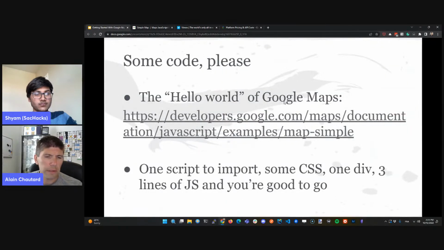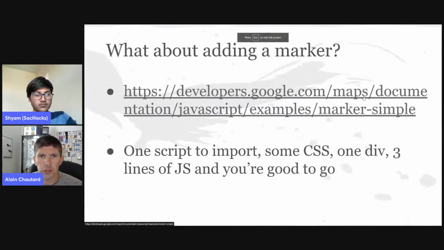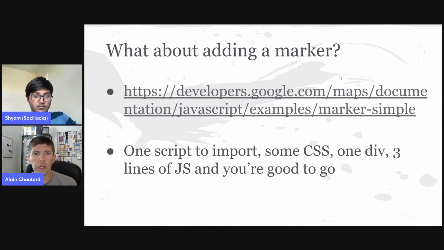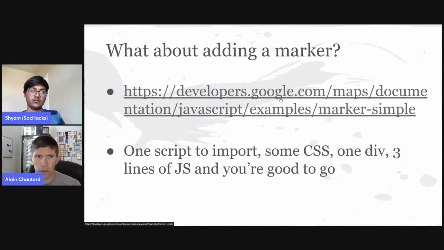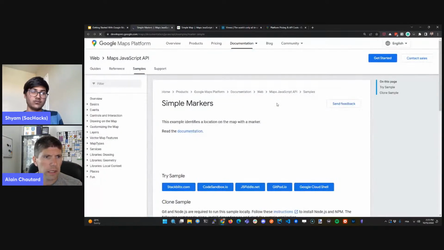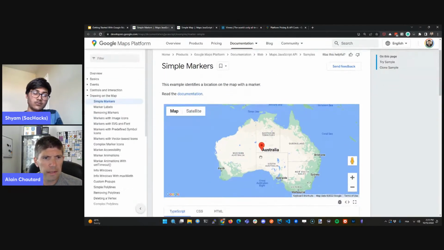So that's a basic map. Now, this one, of course, is not the most interesting thing because it's just displaying a default Google map with no features added to it. If we want to add some features, one of the most common things we would add to a Google map is what Google Maps calls a marker. So a marker is really that pin that gets displayed on the map. So the red pin here, this is a marker.